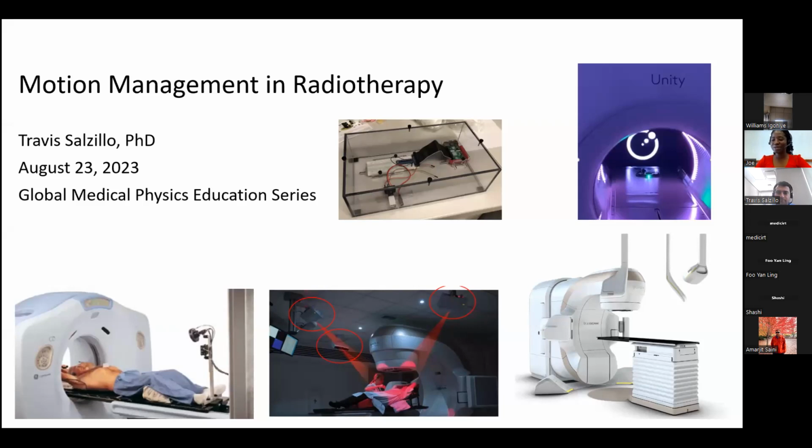He graduated summa cum laude from Tarleton State University in Texas in physics in 2014. He finished his PhD in medical physics in 2020 from MD Anderson. From his dissertation, he used hyperpolarized MRI to assess glioblastoma metabolism in mice. He then did a 2-year postdoc also at MD Anderson, working in MRI-guided radiation therapy. He's now the chief medical physics resident at MD Anderson. So today, Dr. Travis Salzillo will be giving us a talk on motion management in radiotherapy.